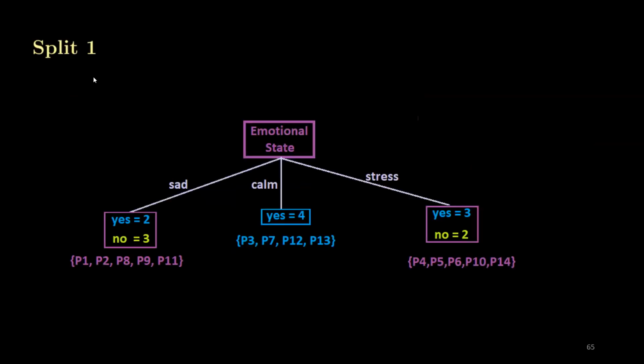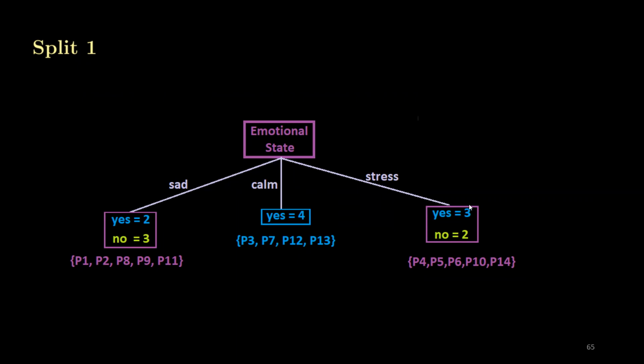So here we are in our split one. We started from the emotional state. Emotional state has 3 values: sad, calm, and stress. Sad has 5 entries. 2 belong to yes, 3 belong to no. Calm has 4 entries, all belong to yes. So in this branch, the classification has been finalized, so we do not need to split it further.